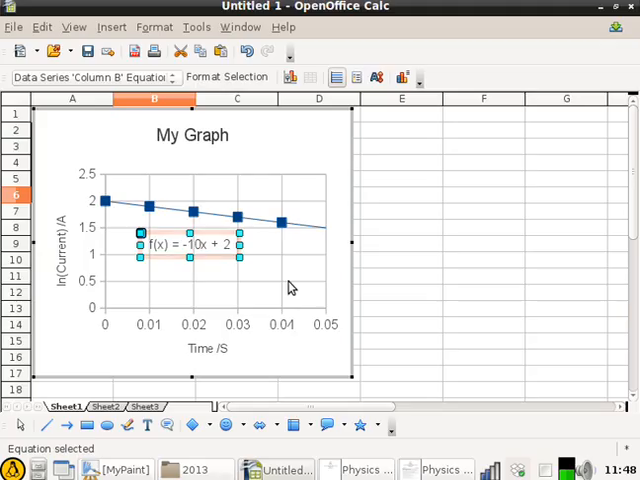7.389 amps. Okay. And then I also want the time constant. Before I get the time constant, I need the slope. So the time constant equals minus 1 over the slope, which equals minus 1 over minus 10. So that equals 0.1 seconds.